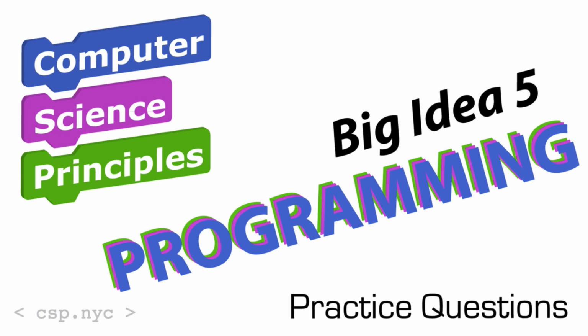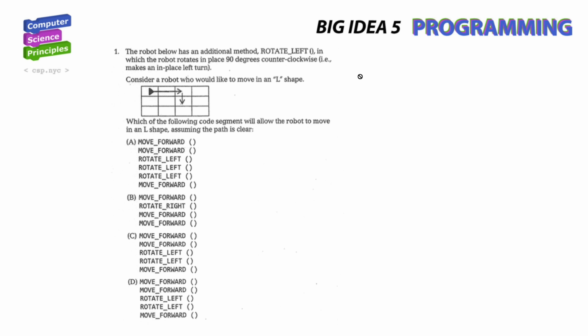So this section is big idea number 5 on programming. This screencast is to help prepare students for the programming questions on the AP Computer Science Principles test. So let's get started. Alright, so this section is quite a big one. There's 26 questions. So let's start off on number 1.